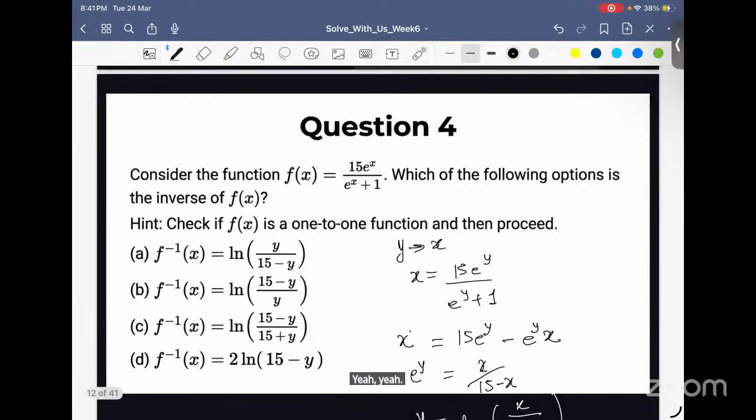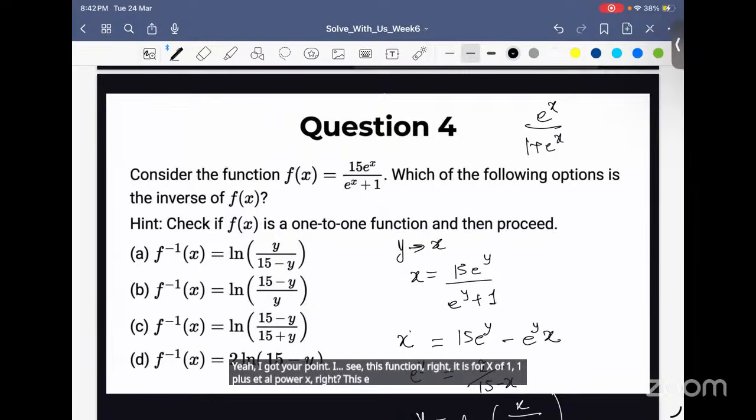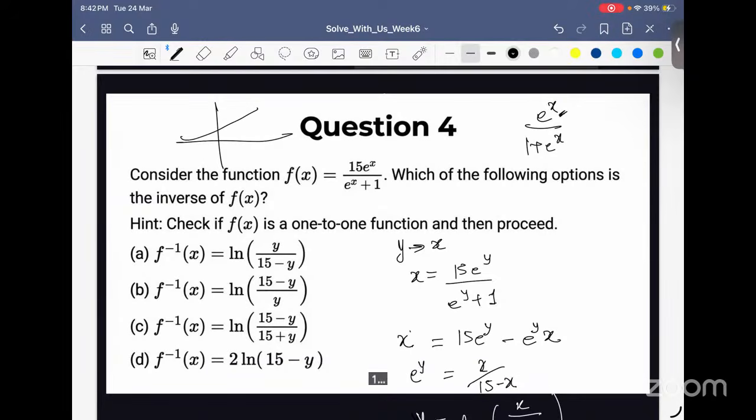I got your point. See this function, right? e to the power x upon 1 plus e to the power x, right? This e to the power x can't be negative, right? So what can be the minimum value for this e to the power x? The minimum value can be 0, right? It is not exact, but approximately you can get 0 upon 1 plus 0, right? So the minimum value you can get is 0 for this function.